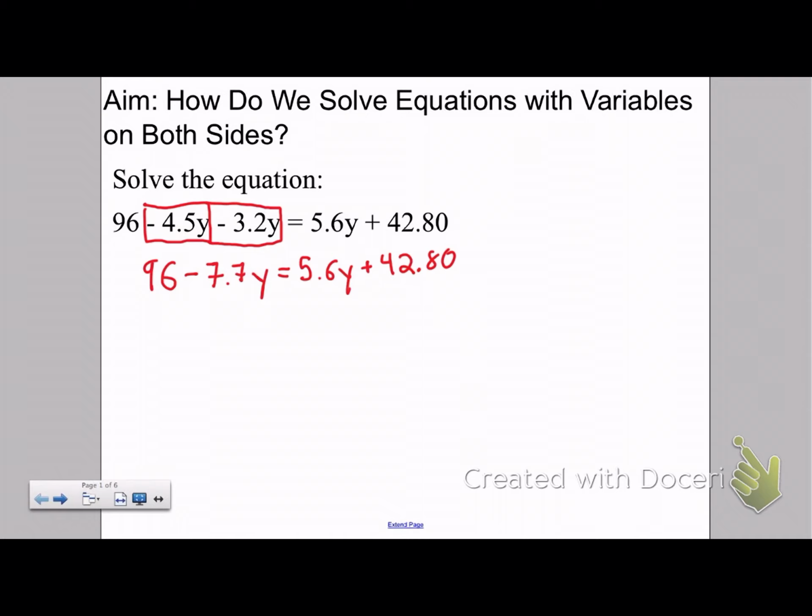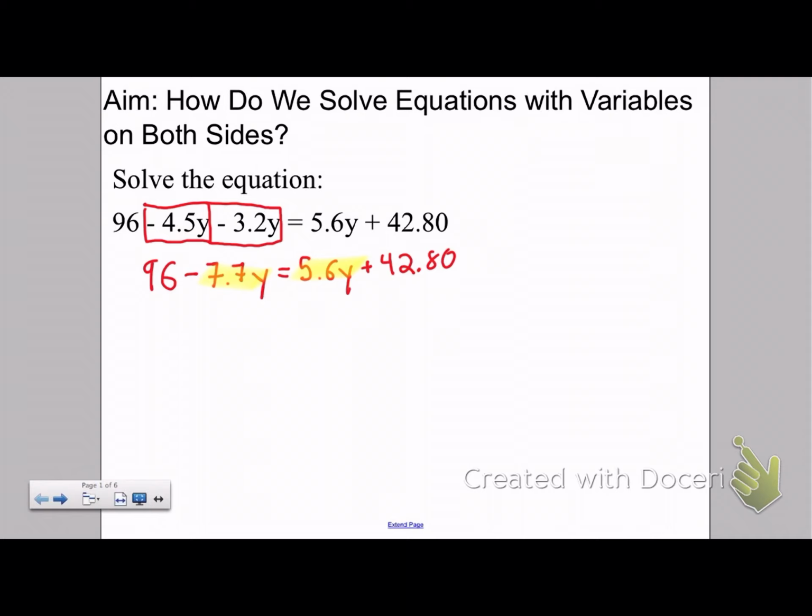I look to see if there's any other like terms on the left hand side. There are no like terms on the left side. Now I look to the right side. There are no like terms on the right hand side. I notice that I have a variable on both sides, a y on the left and a y on the right. I need to move all of my variables to one side and all my non-variables to the other side.